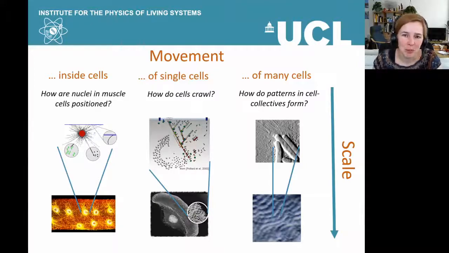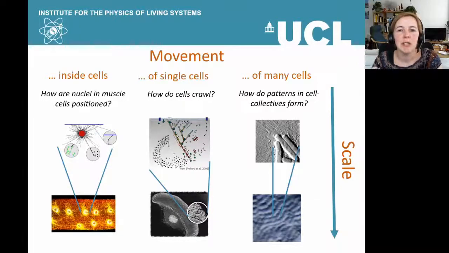Let me give you some examples. The two common themes in my group's research are movement and scales. So movement can mean the movement inside of cells, of single cells, but also of cell collectives. In the first example, movement inside cells, I'm showing you the movement of nuclei in muscle cells. So a muscle cell contains several nuclei. That's the lower picture that you see here. And those nuclei need to be positioned in a way that keeps the muscle cell healthy.